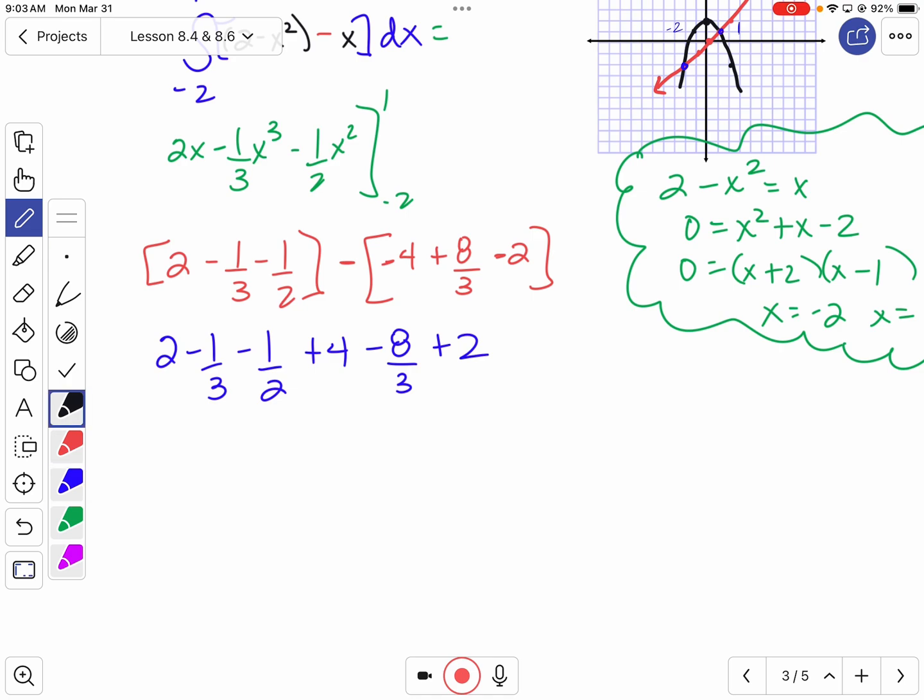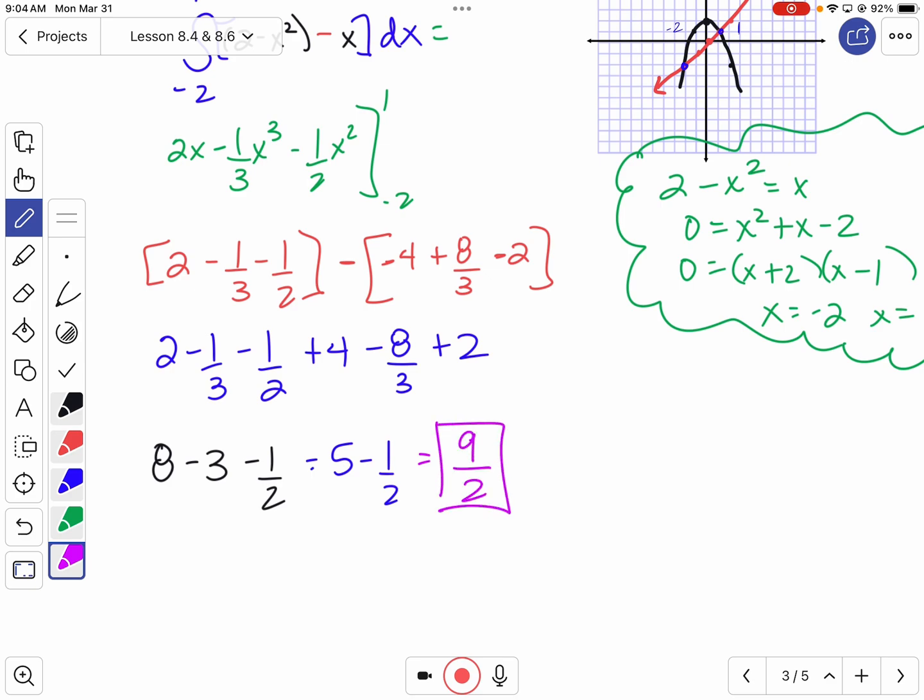Let's start with the whole numbers. 2 plus 4 plus 2, that would give me 8. Minus 1/3 minus 8/3 would give me minus 9/3, which would be minus 3, and then minus 1/2. So this is going to give me 5 minus 1/2, or 4.5, which is 9/2. Okay, so just some arithmetic there.